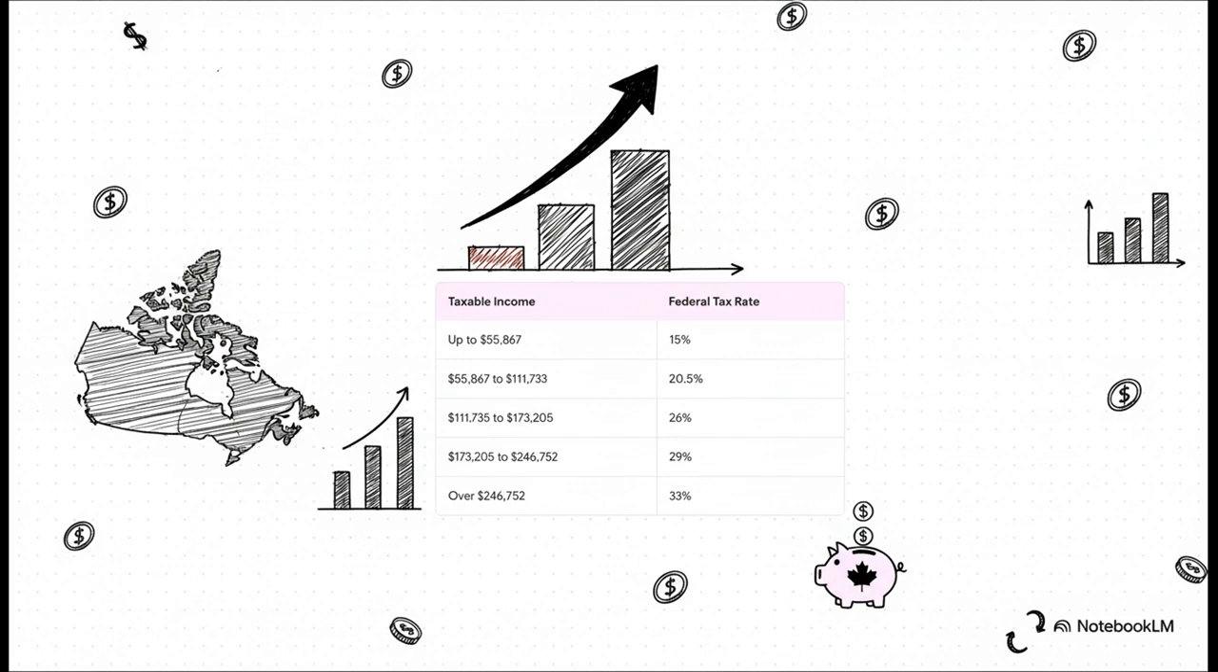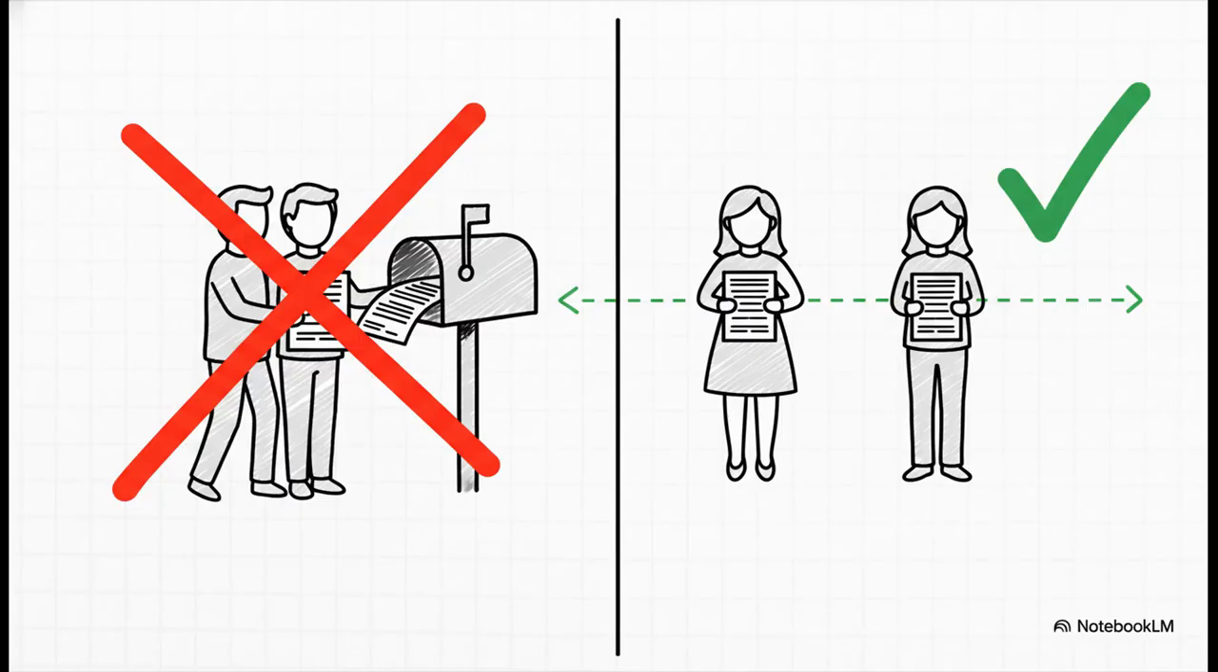Each province adds its own layer of tax on top of this. Now, here's a key distinction, especially for anyone familiar with the U.S. system. In Canada, there is absolutely no joint filing. Spouses file their tax returns individually. You each report your own income and claim your own deductions and credits on your own separate return.